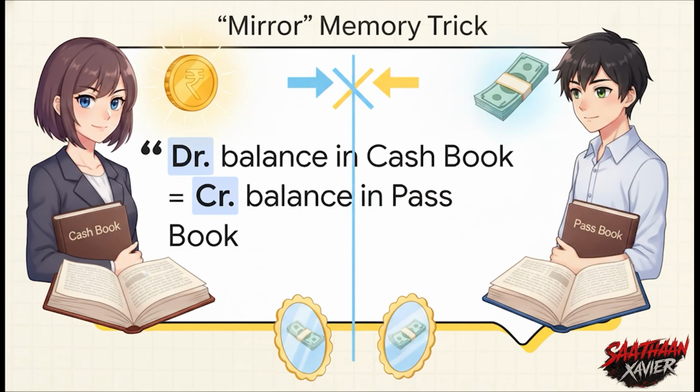If you deposit 1 lakh rupees into your bank account, that's a receipt for you, right? So you record it as a debit balance in your cash book. But from the bank's perspective, they just received a pile of money that belongs to you. It's actually a liability for them because they literally owe it back to you. Therefore, they record it as a credit entry in your passbook.